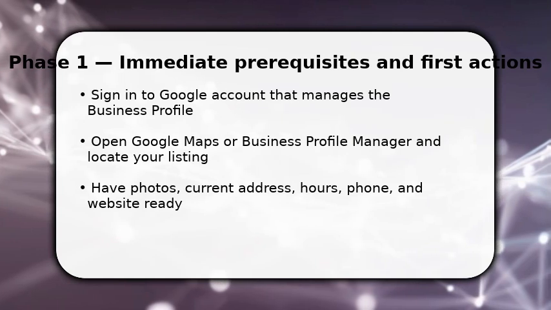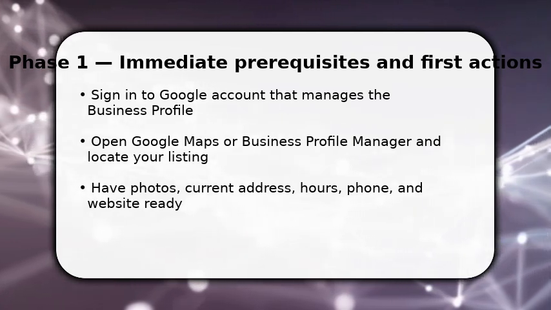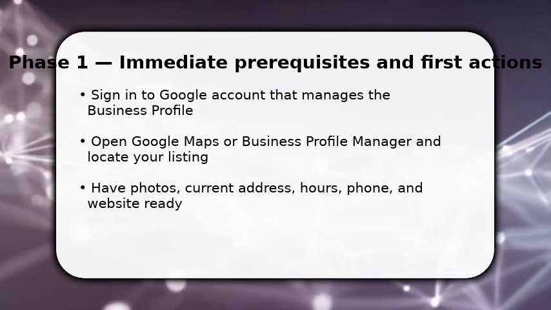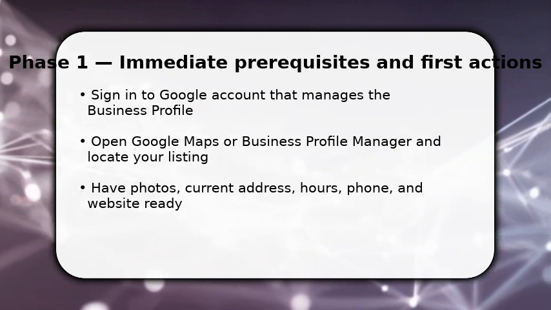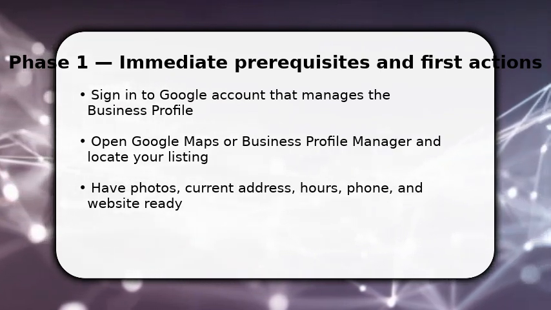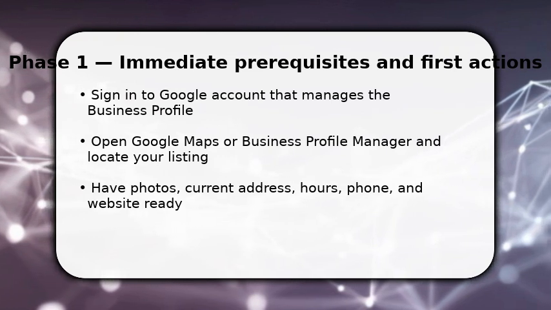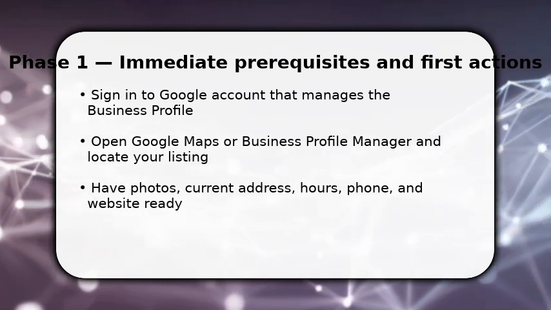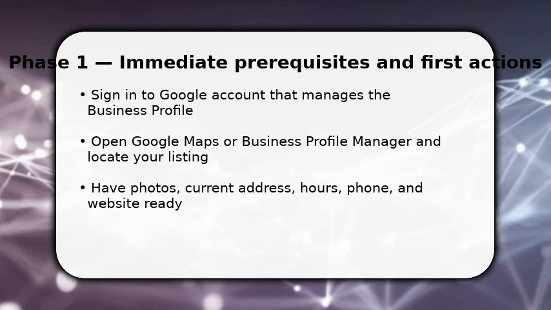You begin by verifying you control the right Google account. Sign in, then open Google Maps or the Business Profile Manager and find your listing. Once located, confirm the core details: address, phone, hours, website, and gather photos or PDF menus.